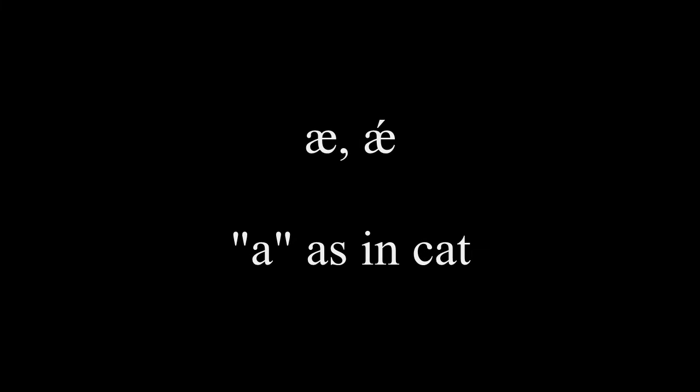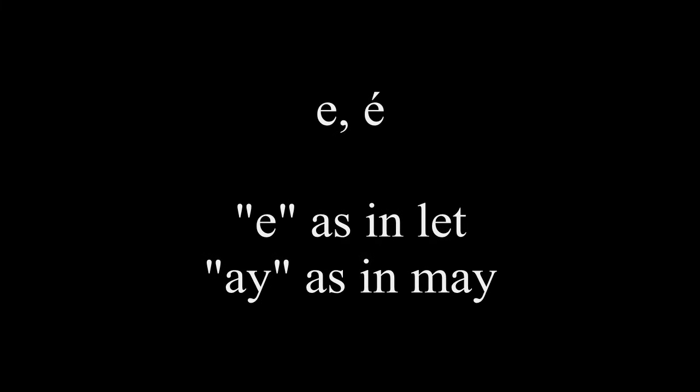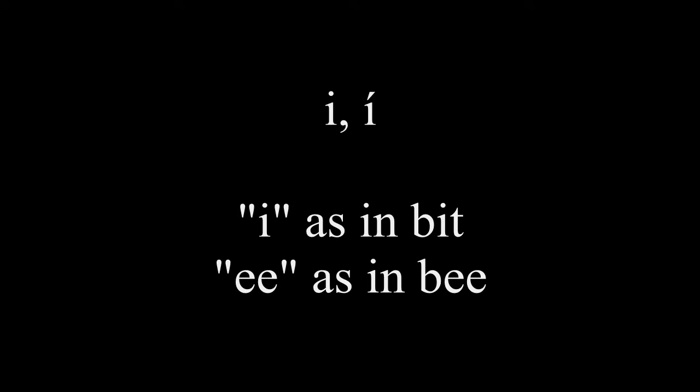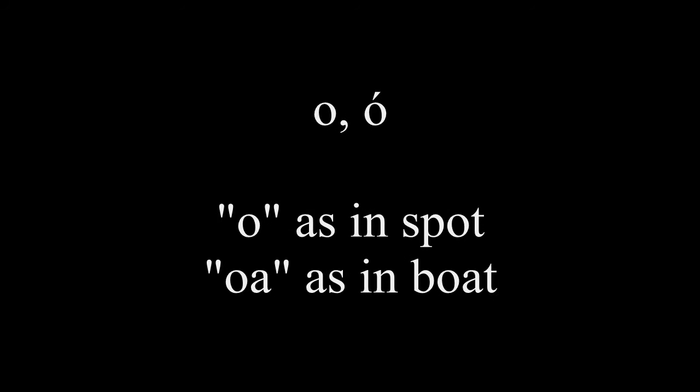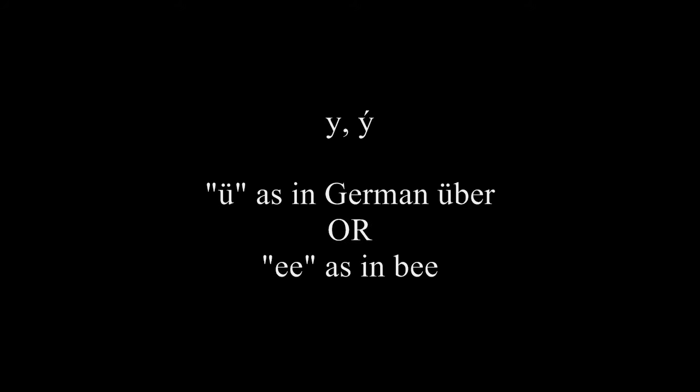A, as in cat. E, as in let. A, as in may. I, as in bit. E, as in bee. O, as in spot. O, as in boat. A, as in butt. U, as in boot. Now this next sound isn't actually in modern English. It's a U sound, which is found in French and also in German words such as Uber.